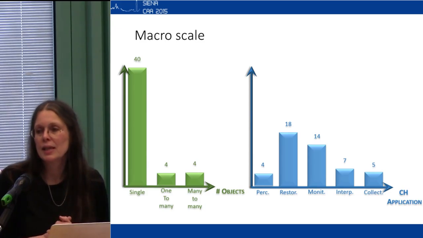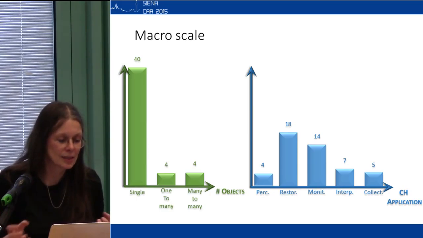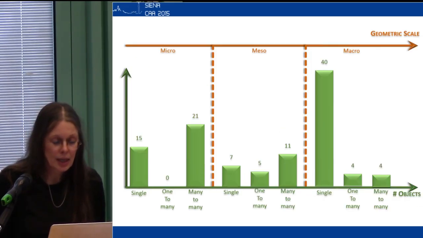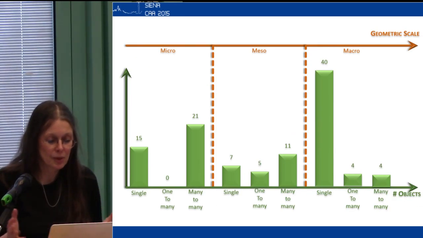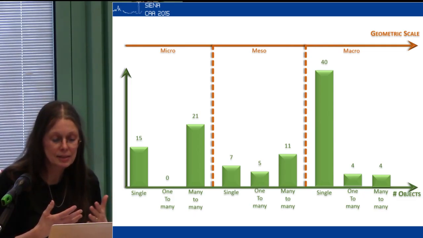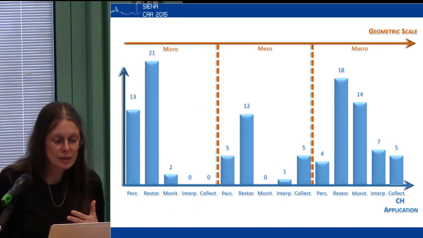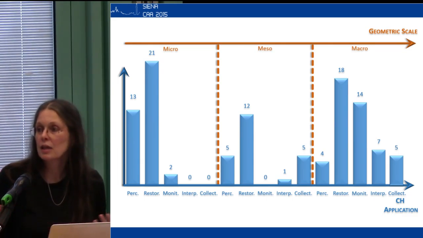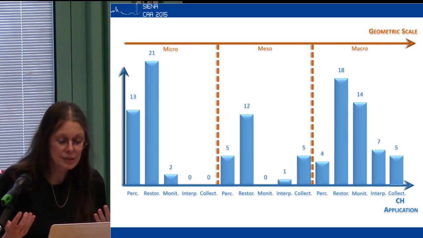On the macro scale, we see lots and lots of projects with single objects and doing some analysis on a single object. And of course, we see more restoration and a bit of monitoring and interpretation. And just recapping, sort of summarizing, following the geometric scale, the numbers of objects that we see in a particular analysis task, and looking at cultural heritage applications.